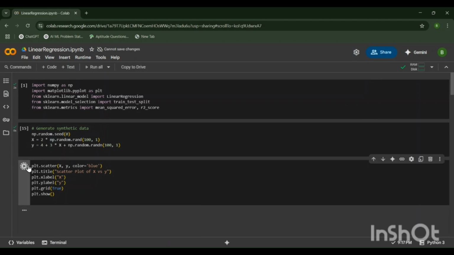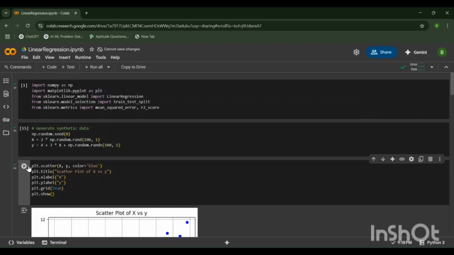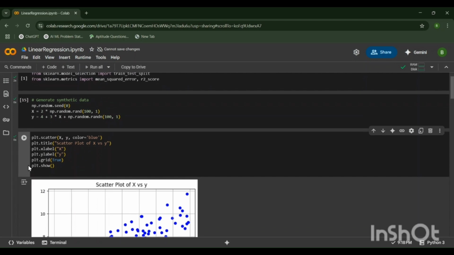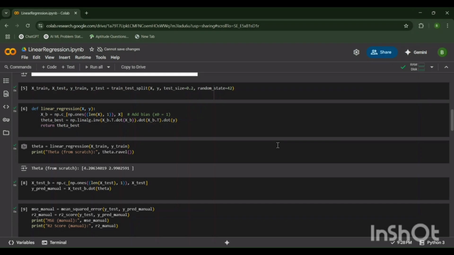Let us plot. Here we visualize the data using a scatter plot. The points show a general upward trend, which is ideal for linear regression. And now let us run this code. This particular cell prepares data for linear regression by adding a bias column to X, enabling the model to learn both slope and intercept. And then this particular cell calculates the optimal model parameters directly using the normal equation, a closed form solution for linear regression.